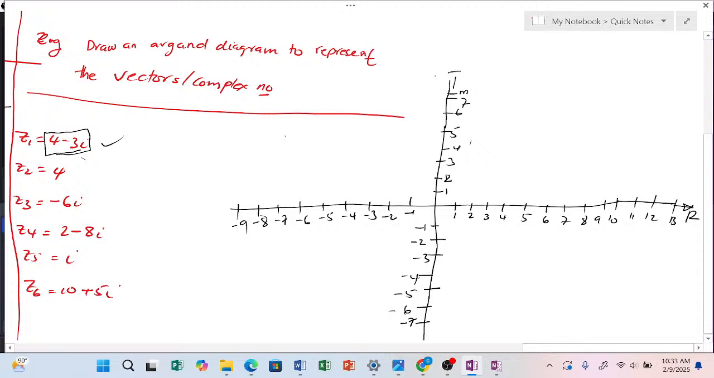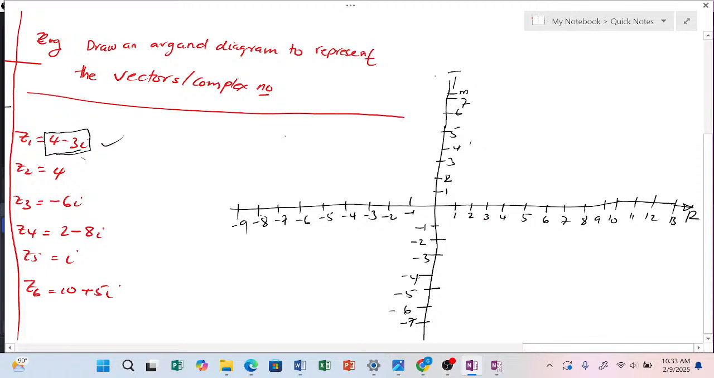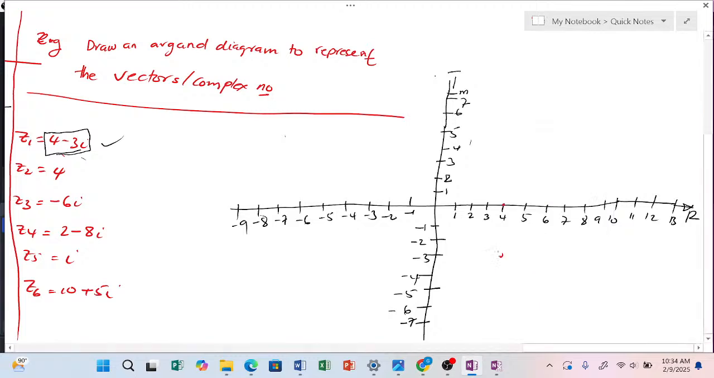So here, let me take a red color to depict complex number 1. So on the real side, it is what? 4. So I locate my 4. This is my 4. On the imaginary side, it is negative. So I come down. So -3. So it is somewhere here, right? Somewhere here. So I put my dot. Then I draw a straight line from the origin to that point, right?